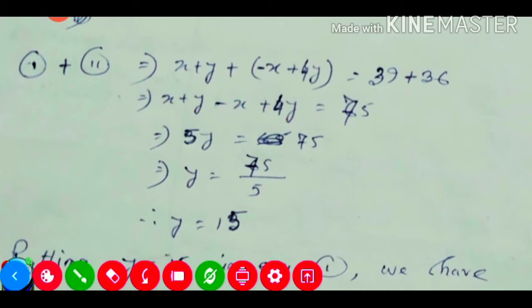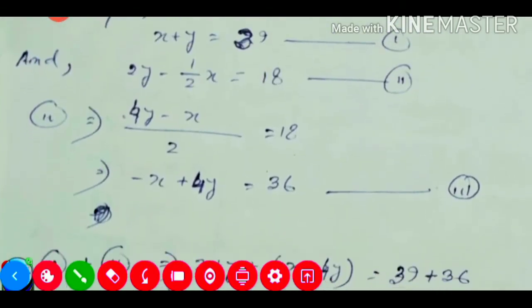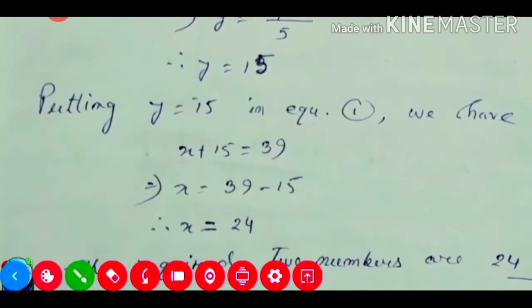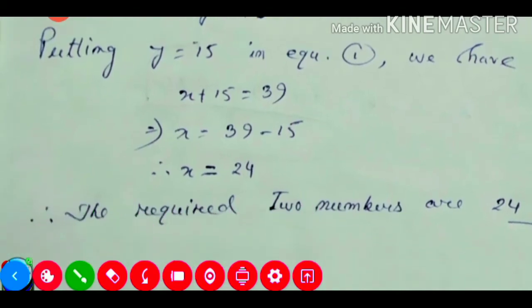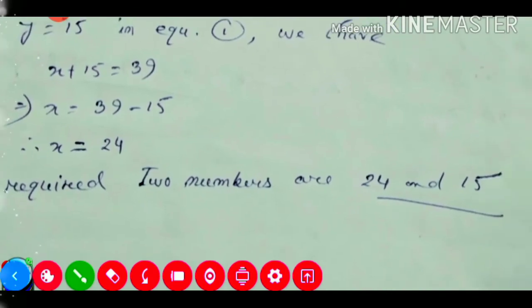Now the y value we will put in equation number 1. So equation number 1 is x plus y is equal to 39. X plus y, so the y value is 15, so x plus 15 is equal to 39. Now 15 will shift to the right hand side, so it will be minus. So 39 minus 15 is equal to 24. Therefore the required two numbers are 24, x value is equal to 24, and the y value we got is 15. So the required two numbers are 24 and 15.